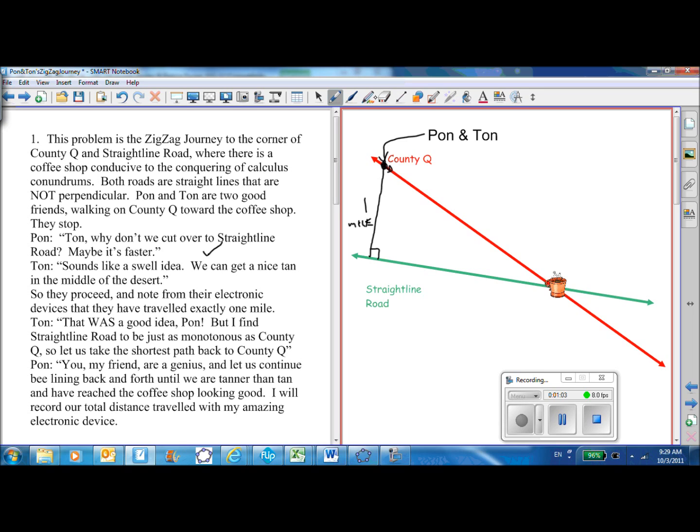So now in our next step, they're going to start heading back to County Q. So now you have to take the perpendicular distance like this. And this begins the little zigzag journey. I'm going to show you how to record it on GeoGebra.